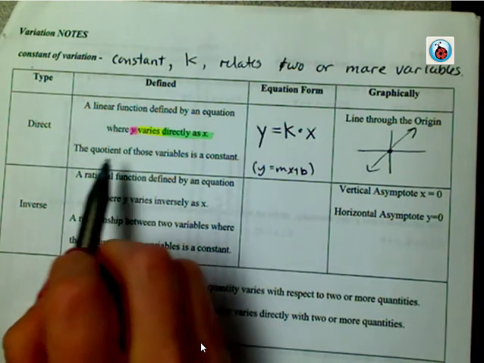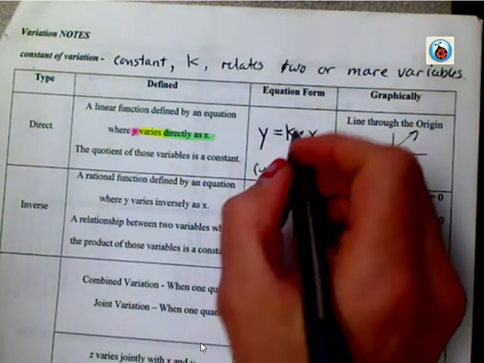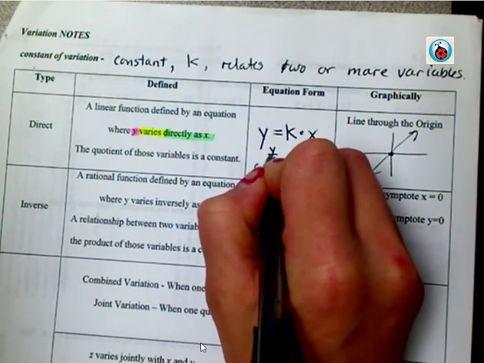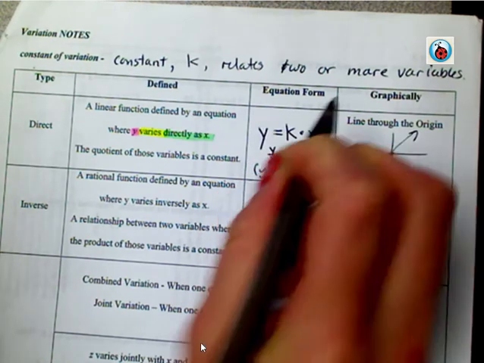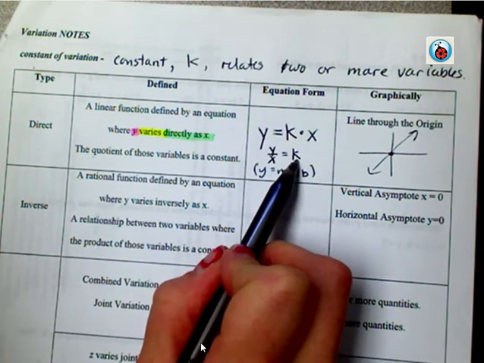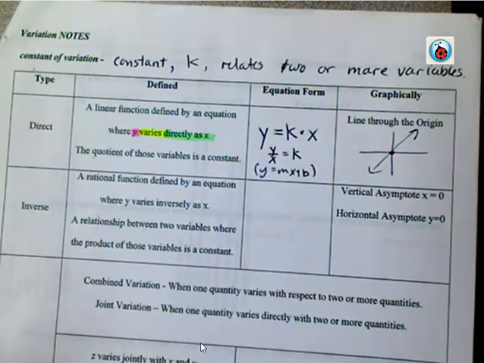Okay, if I were to rearrange this equation and divide x to the other side, we would get y over x equals k. The quotient of those variables is the constant of variation. Okay, so let's look at the next sentence.